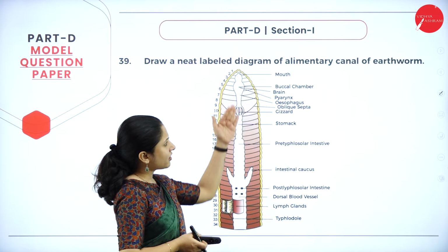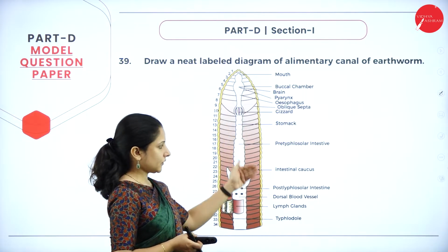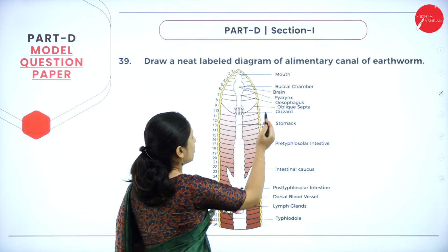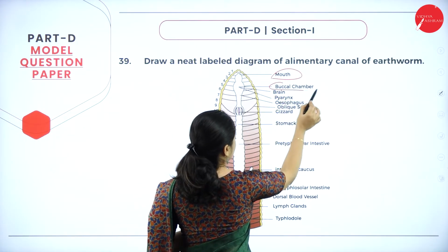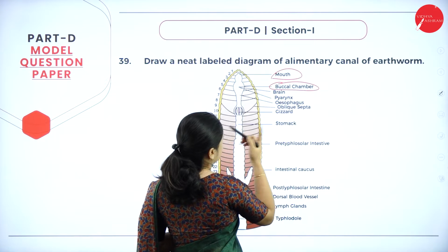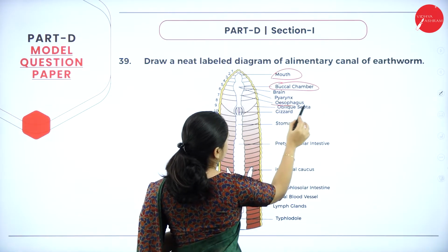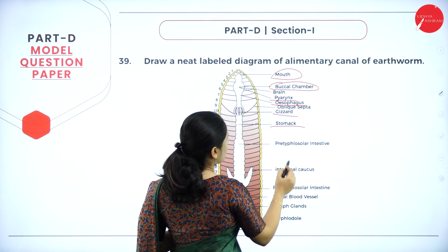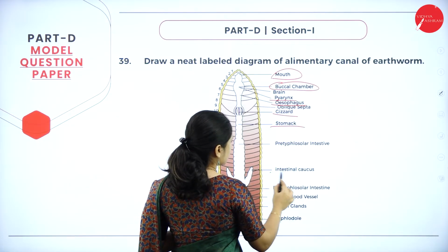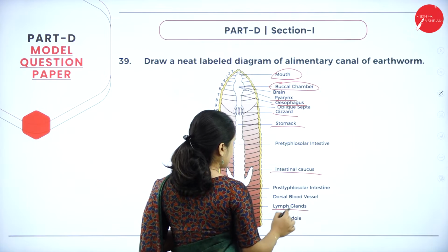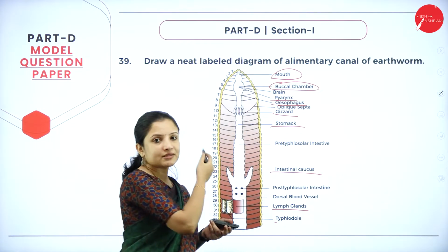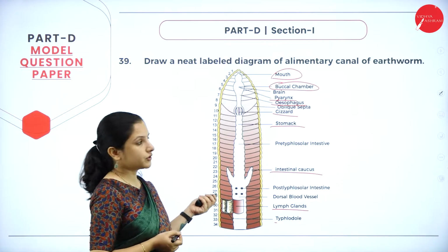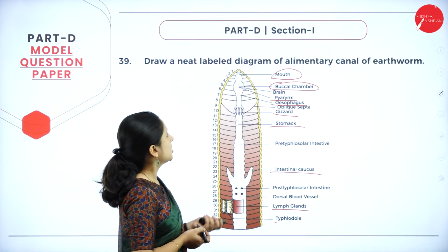So draw the diagram. There are lots of labels here, whichever you find easy. For example, mouth, that is easy. Then you can write the buccal chamber, then the esophagus, then the pharynx, then the gizzard, then the stomach, then the intestinal caecum, then the lymph glands. Any 6 to 8 labels you do will fetch you 5 marks. So this is about the elementary canal of earthworm.